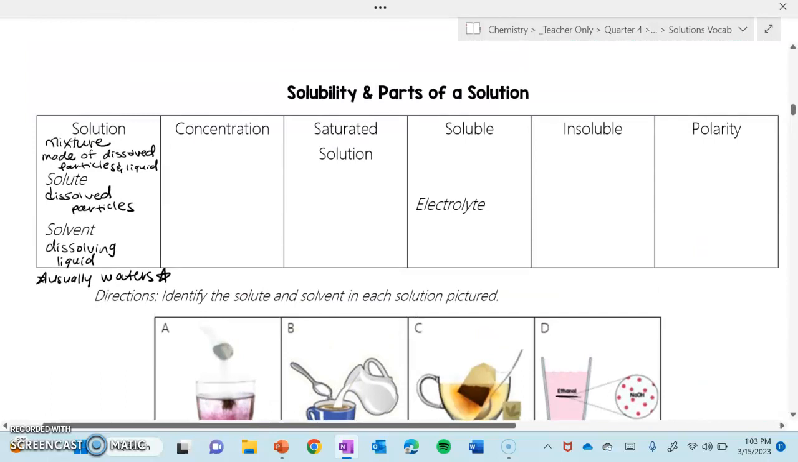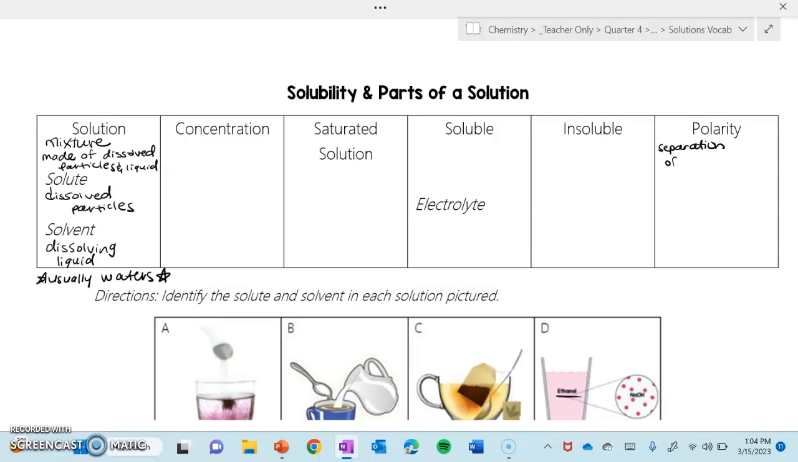Now let's go and finish our boxes here at the top in our notes. So we talked a little bit about polarity, and this is a review term. Remember that it's the separation of charge, and we just described how it is the driving factor in the dissolving process. And that is where we get this rule that like dissolves like. And that means that polar things dissolve polar things, and nonpolar things dissolve nonpolar things.